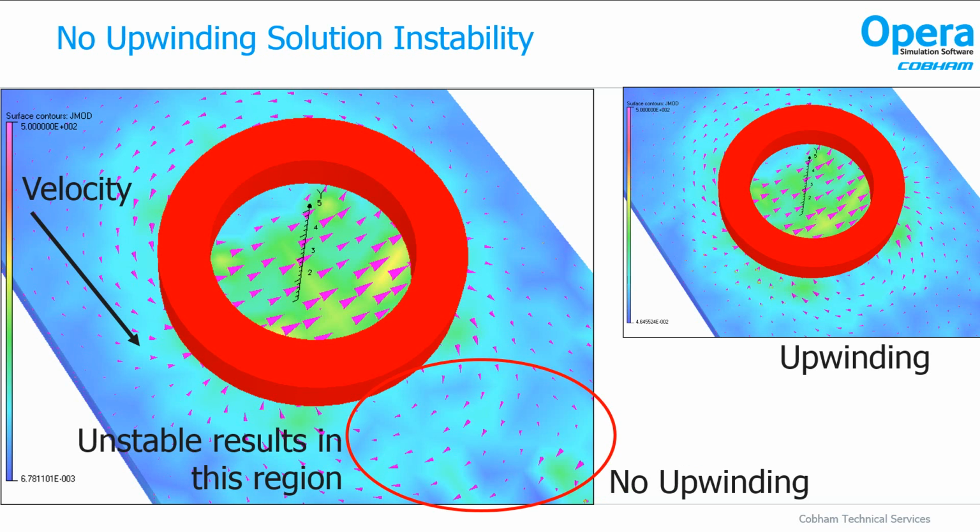These two pictures show a coil moving at speed over a conducting plate. Without upwinding, you can see instabilities in the area ahead of the movement. When upwinding is enabled, the instability is removed, as on the right.